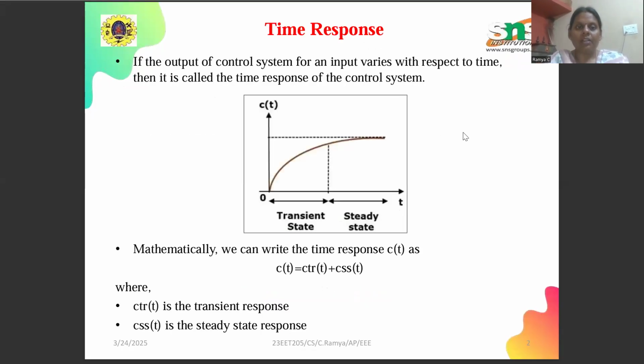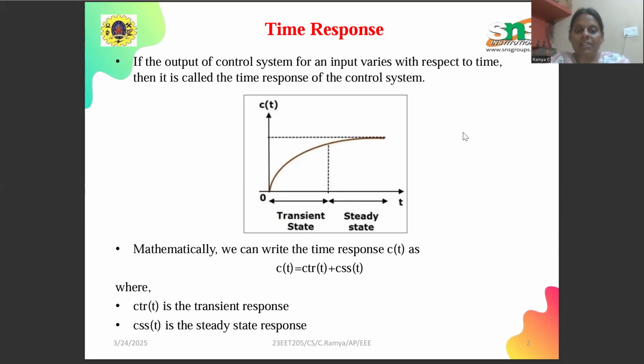So in this, first we have to know what this time response is and how we are classifying it into various states. The time response, we can explain it as: if the output of the control system for an input varies with respect to time, then it is called the time response of the system. From the graph, we can see that we are taking the x-axis as time and the y-axis as the response, and we are getting some curve values. In that, we are dividing into two states. One is the transient state, another one is the steady state.